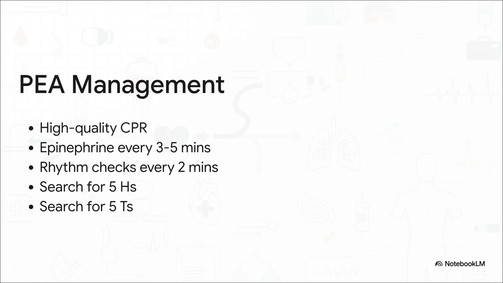Now, for PEA, that's organized electrical activity without a pulse, the management pathway is relentless. You're pushing high-quality CPR, securing the airway, establishing IV or IO access, administering epinephrine every 3 to 5 minutes, and doing rhythm and pulse checks every 2 minutes. Concurrently, you must aggressively search for reversible causes.